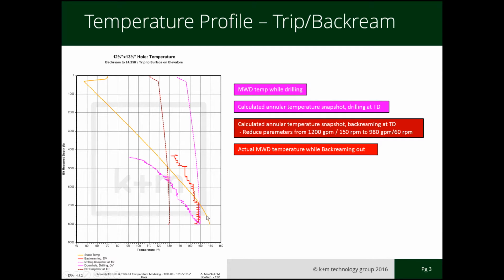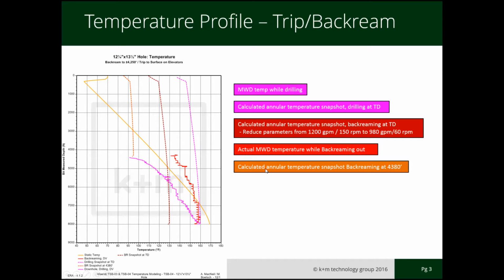Now, as we backream, they backreamed from TD back to about 4,500 feet measured depth, and the red data represents what was recorded by the MWD tool as they were backreaming. And as you can see, the actual data doesn't follow the brown curve, nor does it follow the pink curve. It's somewhere in between, again, because this is a steady state model and not a transient model, so we kind of have to read between the lines of what the wellbore temperature will be during that operation.